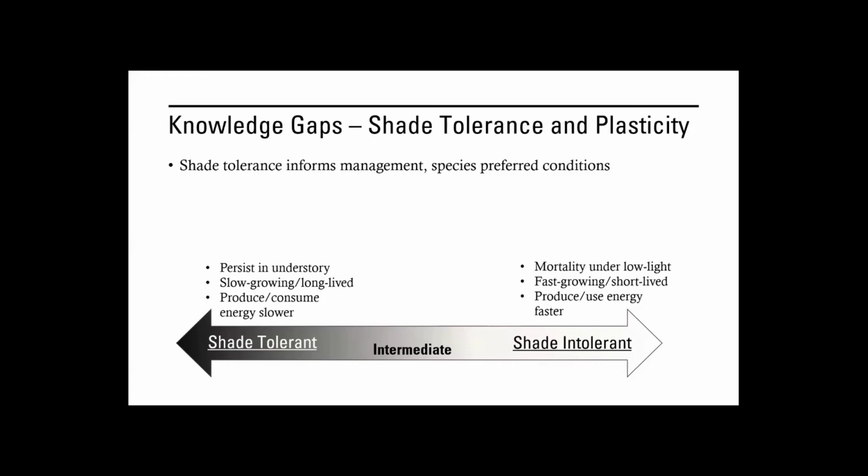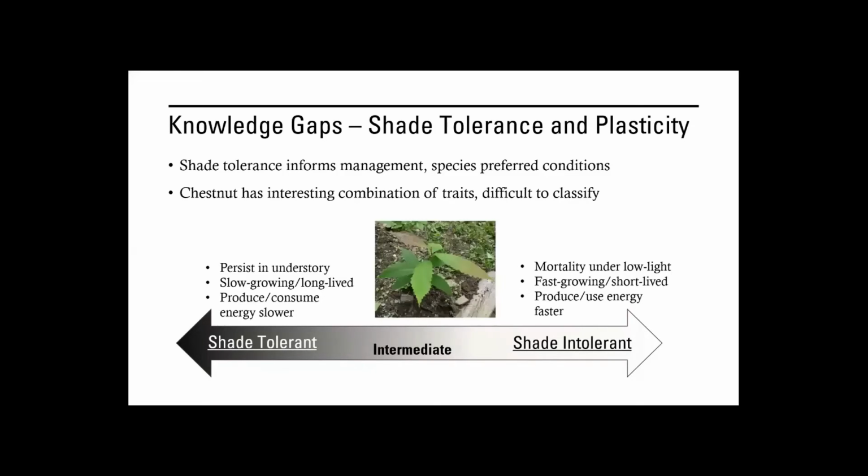Oftentimes, groups of traits correlated with species of a certain shade tolerance go with one another. However, American chestnut is difficult to classify because it demonstrates traits from both ends of the shade tolerance spectrum, persisting in the understory for long periods of time like a shade tolerant, while responding to increases in light with rapid height growth like a shade intolerant tree.